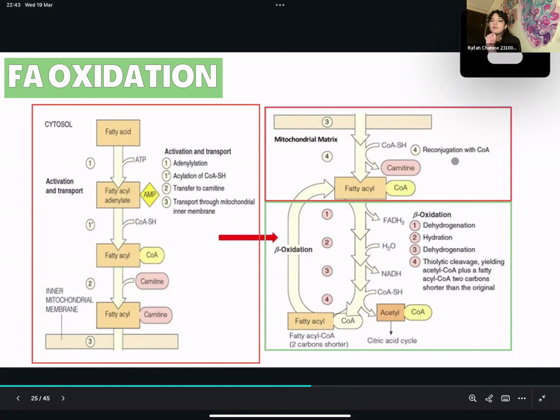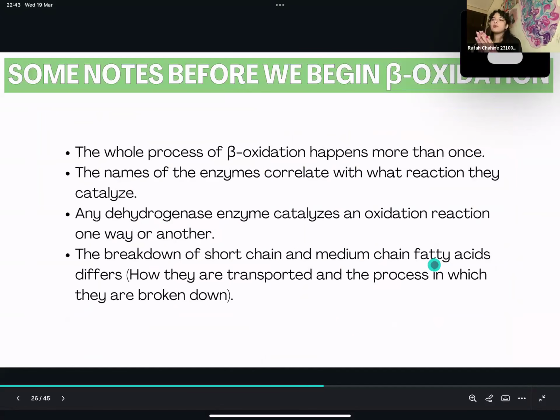Now, before we begin, I want to note a few things down before we go into the nitty-gritty of beta oxidation. So first of all, the whole process of beta oxidation happens more than once. The reason is that in beta oxidation, the whole point is to break down the fatty acid completely, which means that I'm trying to rid it of all of its carbons. But the problem is that every one cycle of beta oxidation, the fatty acid only loses 2 carbons.